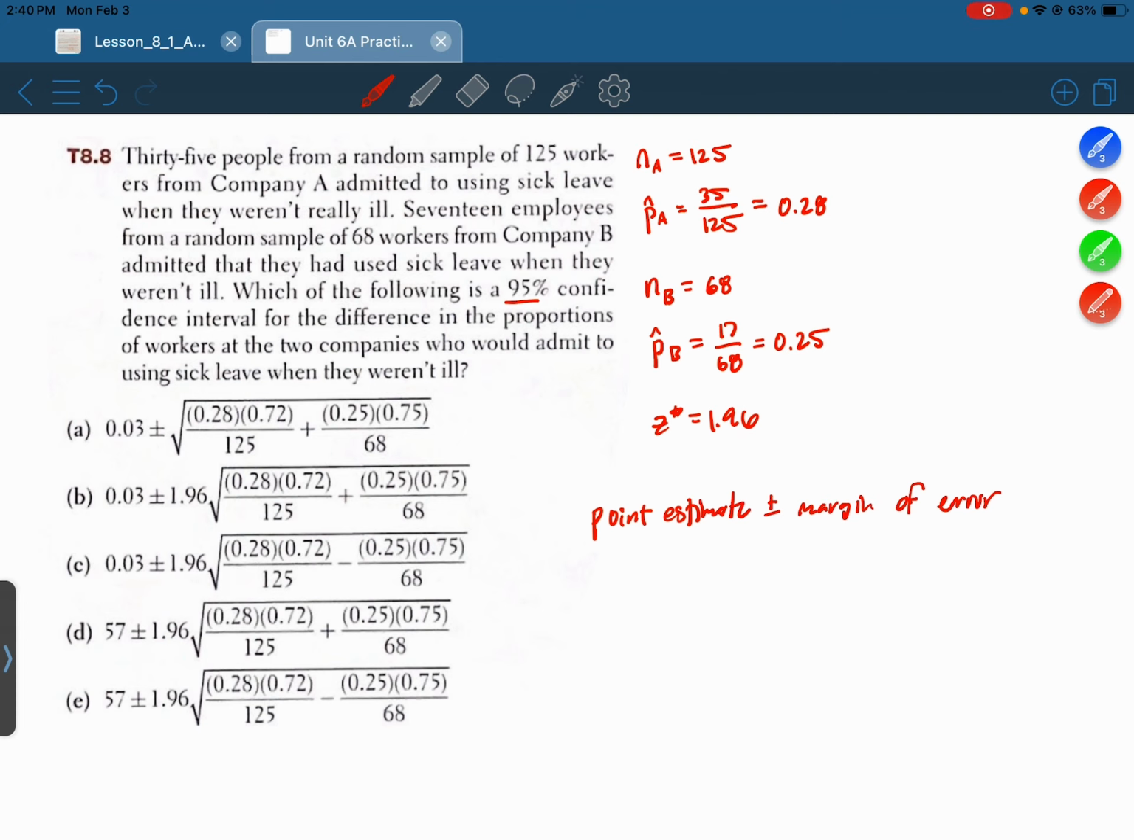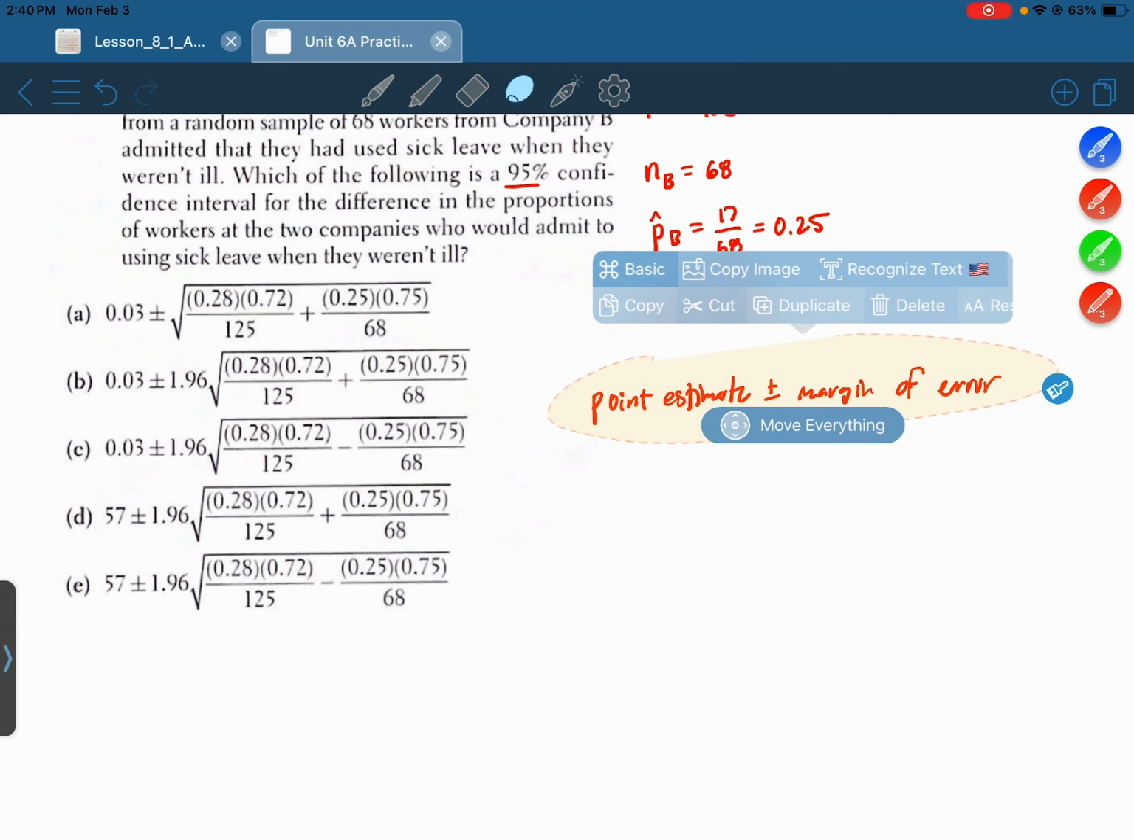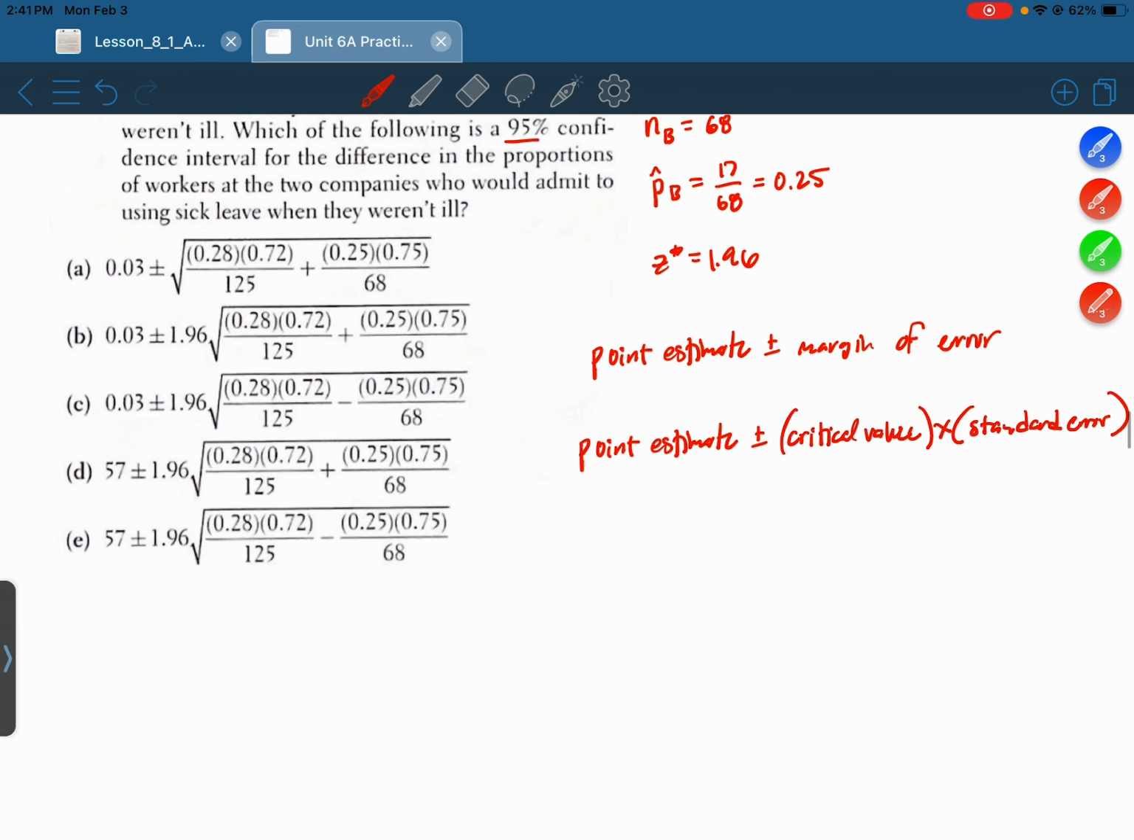Okay. Now in this particular case, let's take it one step further. The margin of error can be broken down into two pieces. The margin of error is the critical value times the standard error. Okay, so that's how we get the margin of error. All right, so let's split screen now.